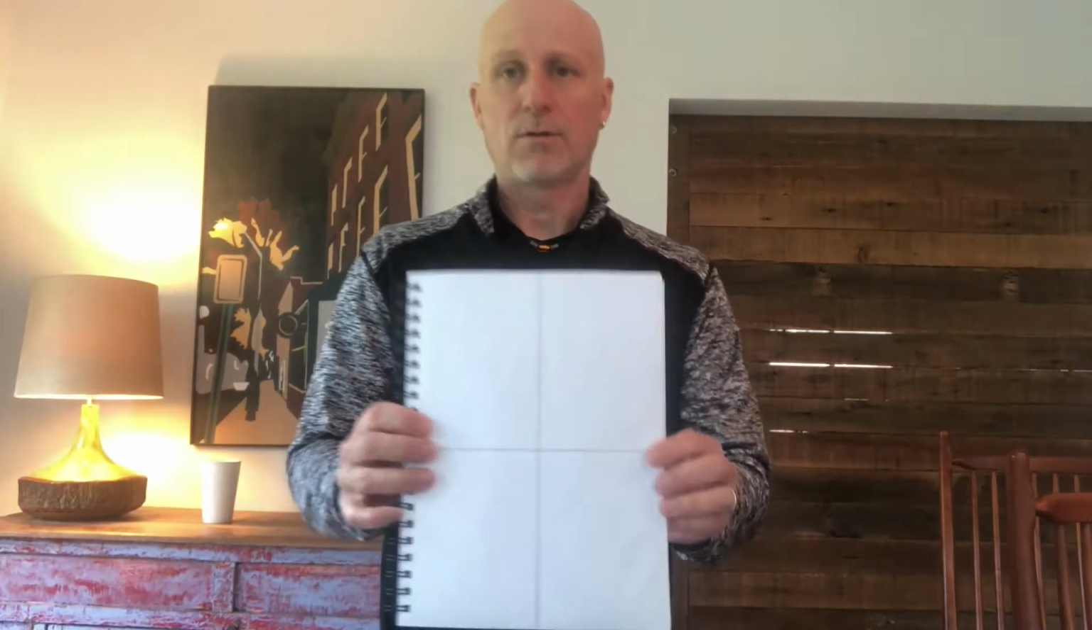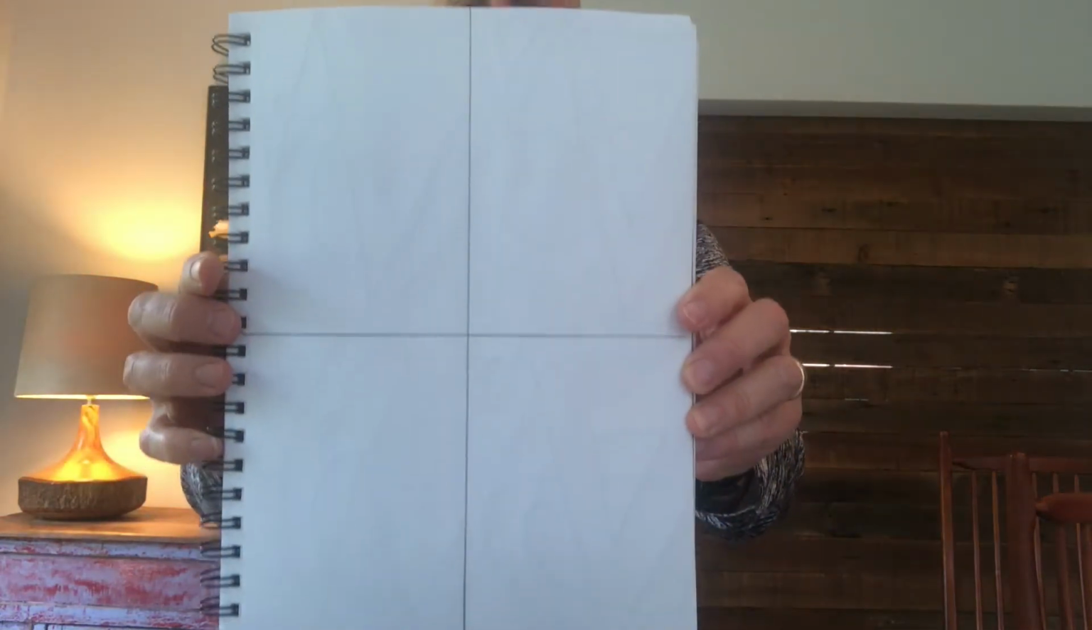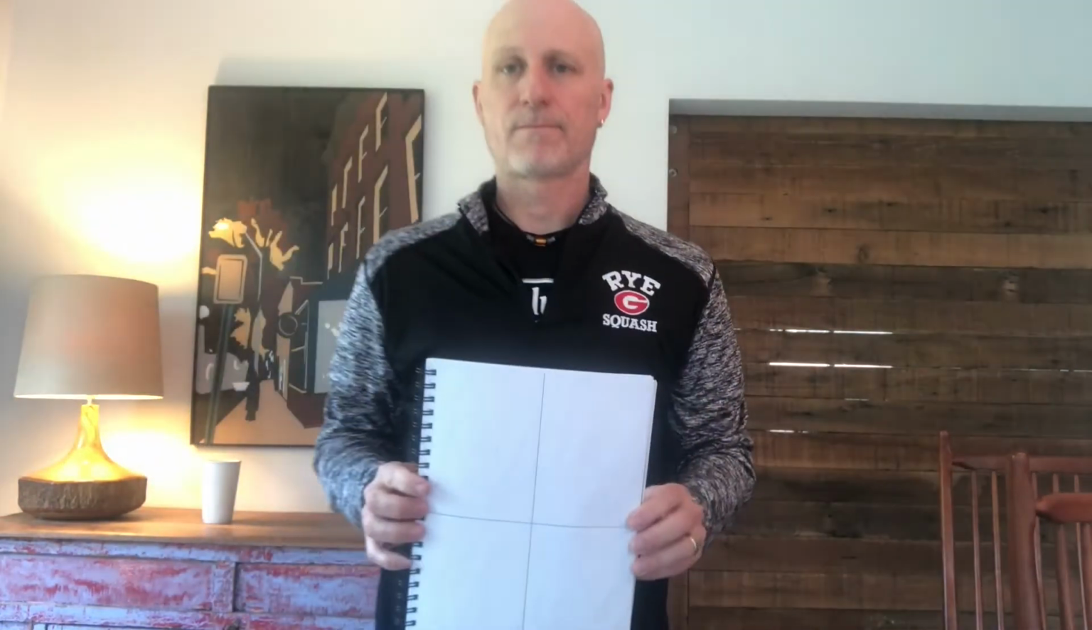So the first thing you need to do is take your sketchbook and divide a page in your sketchbook into 4 equal parts, into quarters. So if you have a straight edge, great. Make a line right down the middle of the page and then a line across the page so that you get 4 equal parts like that.